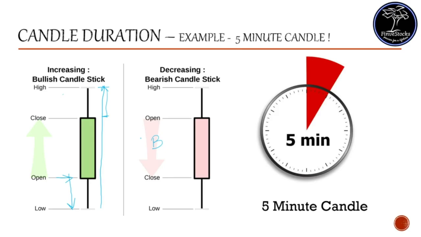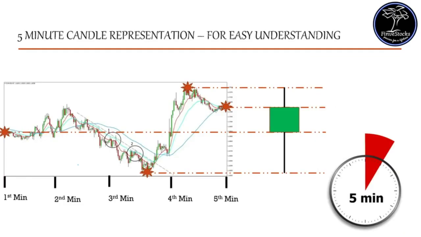So one has to plot all these 4 points in the specified duration, that is 5 minutes. Now let's see an example. Here, a particular stock opens at this level at the first minute. From there, it starts moving and at the third minute, it touched the lowermost point. From there, it starts rising and touched the highest point at 4.5 minutes, and then it closed at the 5th minute.